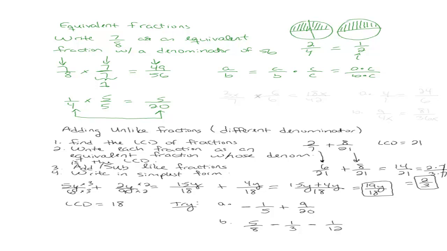Let's say you want to have 3x over 7. You want to write it as an equivalent fraction with a denominator of 42. What can I multiply that one by? 6 over 6. What does the numerator give me here? 18x. Yeah.